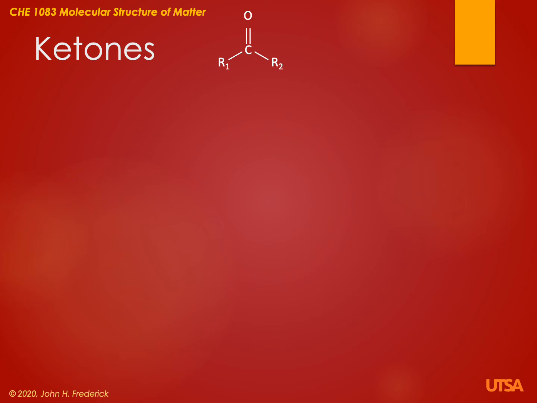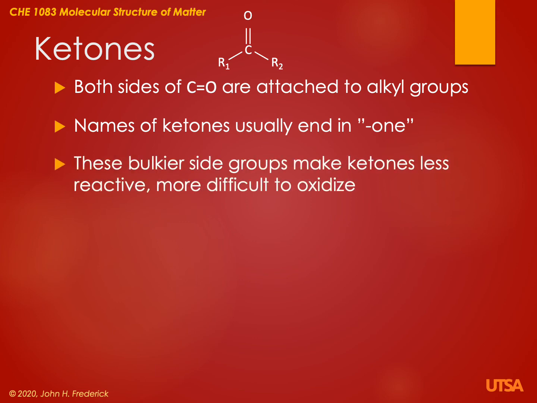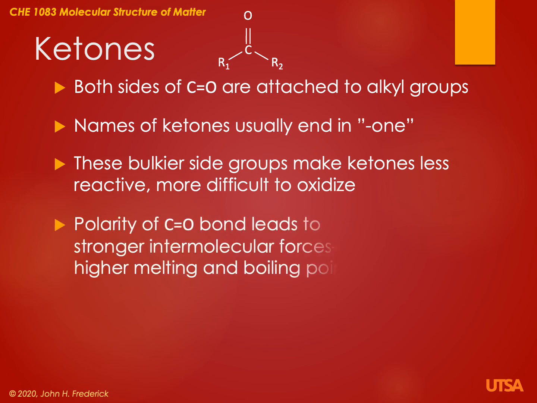All right, let's look at ketones. Now, in the case of ketones, instead of a hydrogen attached to the carbonyl group, each side of the carbonyl group has an alkyl group attached. So I've labeled those R1 and R2. The names of ketones usually end in -one, so that's another way you can identify them. They have bulkier side groups, so that makes them less reactive. They're more difficult than aldehydes to oxidize because of that blockage. Basically, other species can't access the carbon that's part of the carbonyl bond.